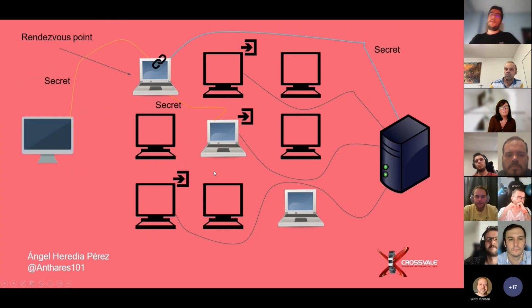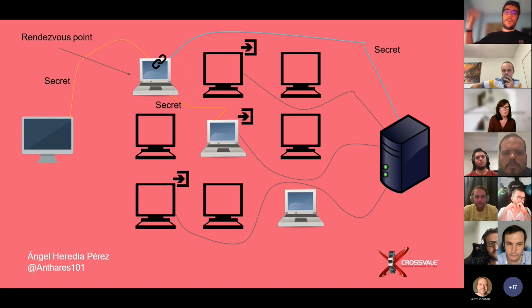Okay, now we have our server running. So let's see how a client can connect to it. First, the client will connect to a random node in the network that will be called the rendezvous point. In this case, the Tor circuit to the rendezvous point is only formed by 2 nodes, but more about that later.